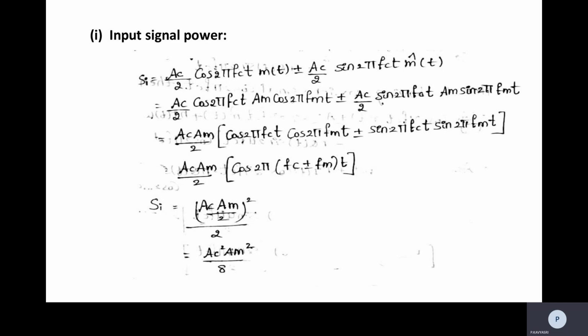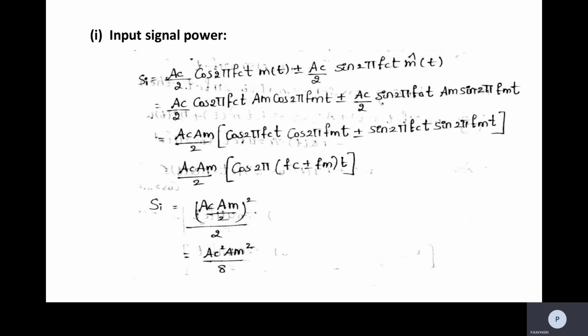In the next step, I take Ac Am by 2 as common. So it becomes Ac Am by 2 into cos 2 pi fct cos 2 pi fmt plus or minus sin 2 pi fct sin 2 pi fmt. From the trigonometric formulas, we know cos A cos B plus or minus sin A sin B can be written as cos of A plus or minus B. So I write it as Ac Am by 2 into cos of 2 pi fc plus or minus fm into t.